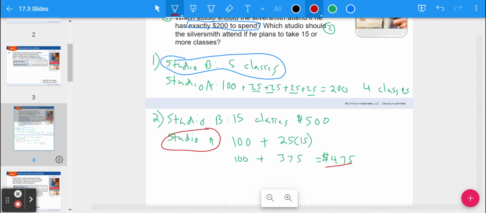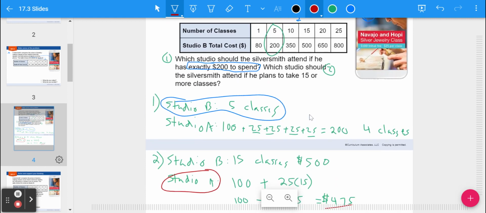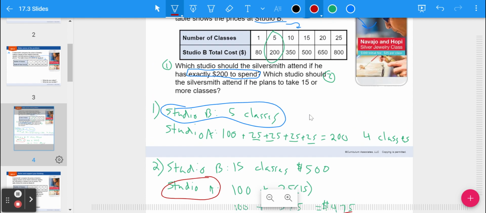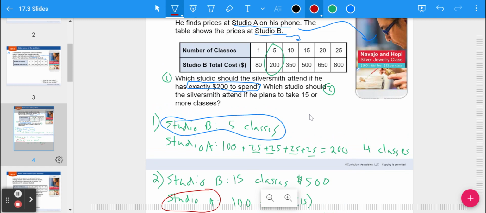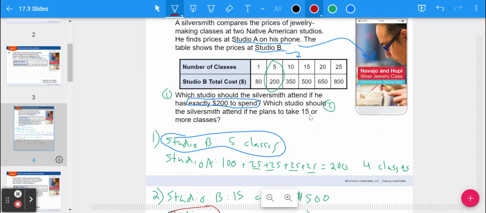So each one is a little bit different at different points because, first of all, they might start at a different starting value, and second of all, they might charge a different amount per class. I can figure out my amount per class of Studio A because it's given right here on the phone, and Studio B I can figure out by finding the rate of change.